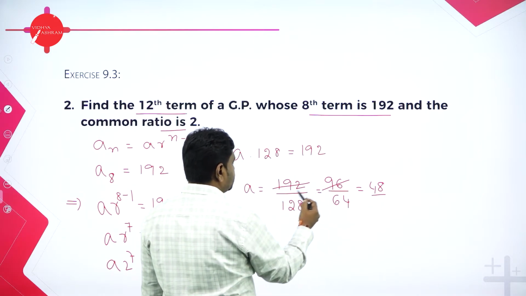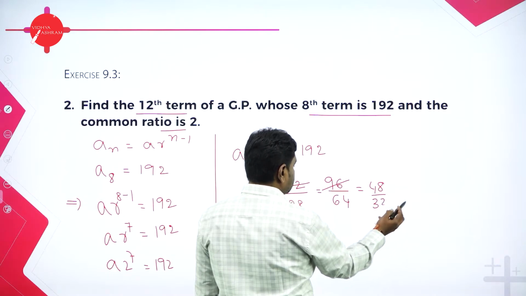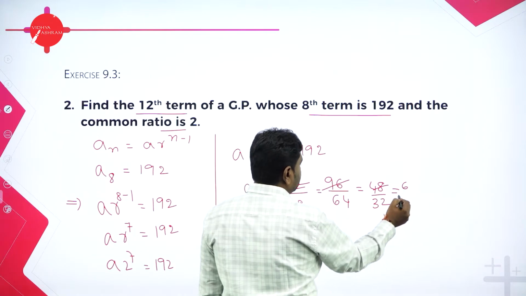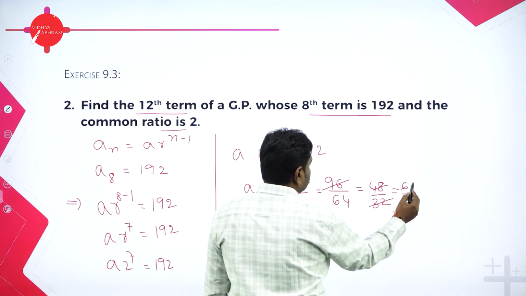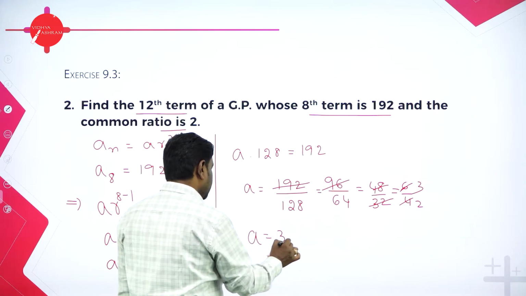9s are 18, 2 6s are 12, 2 6s. 3s are 26 and both are divisible by 8. 8 6s are 48, 8 4s are 32, 2 3s, 2 2s are. So A is 3 by 2. So we got A as 3 by 2.